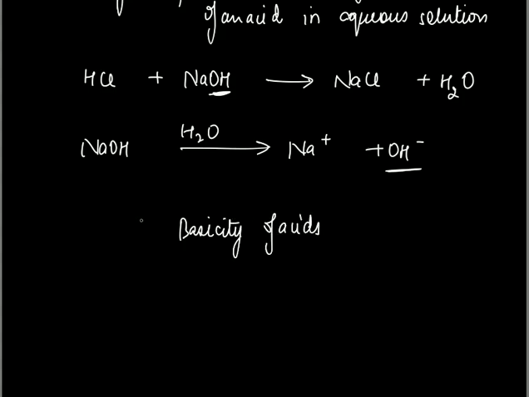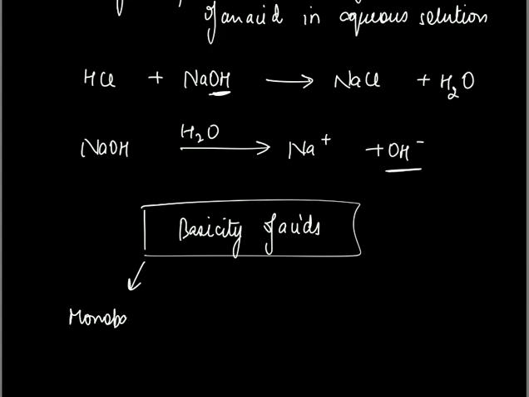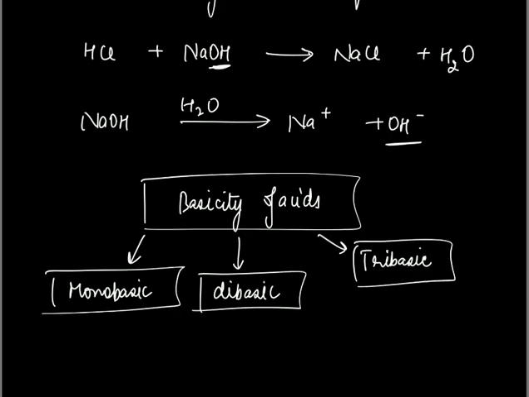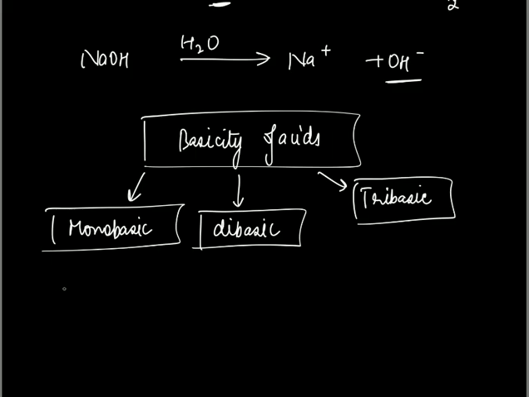basicity of acids. We have monobasic, dibasic, tribasic. Monobasic is from the term mono. Mono in chemistry stands for one. So when one molecule of an acid, on complete ionization, is going to produce one hydronium ion in aqueous solution, it's called monobasic.